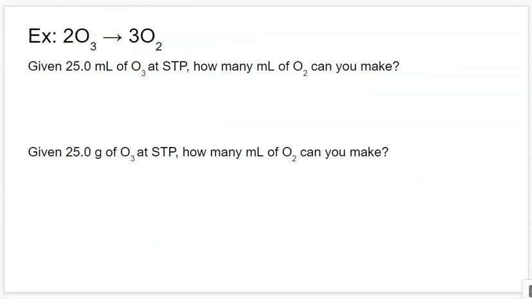So here we have O3, which is ozone, turning into O2, which is molecular oxygen. They have a 2 to 3 ratio. And this problem is going to be slightly different because instead of starting with mass, I want us to start with milliliters of O3 gas at standard temperature and pressure, and we're going to convert it to milliliters of O2 gas. And in this one, we're going to go from mass to volume. So either volume to volume or mass to volume. So let's look at how we solve this.